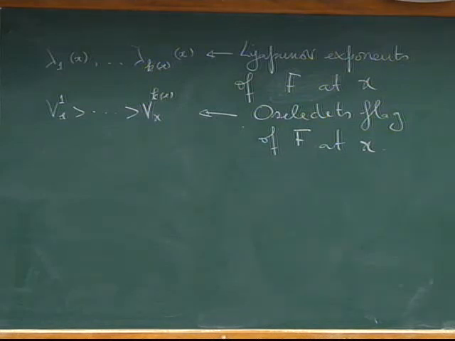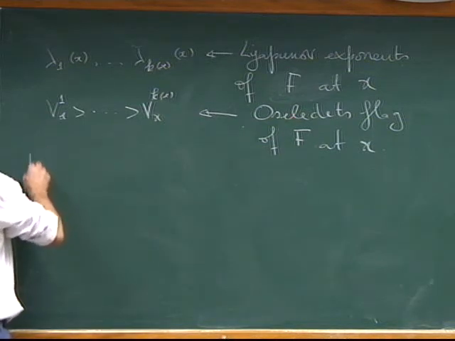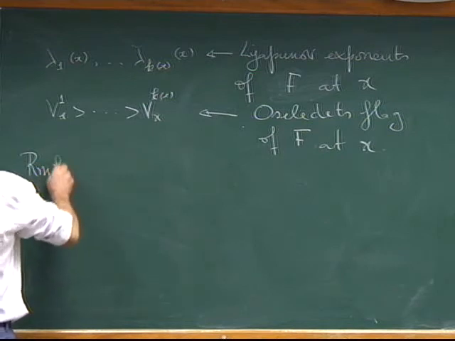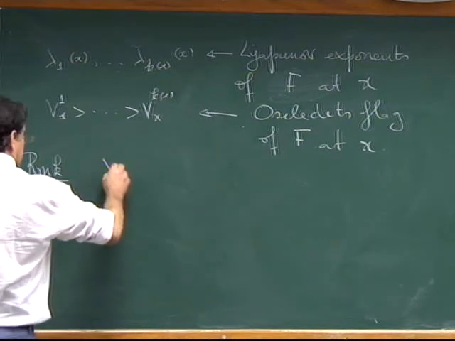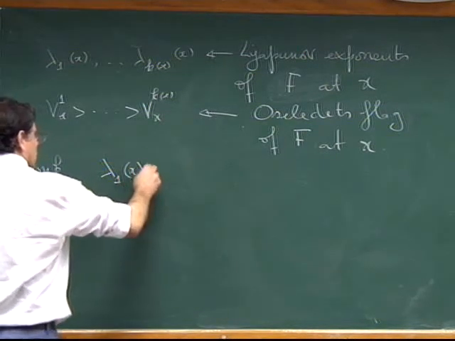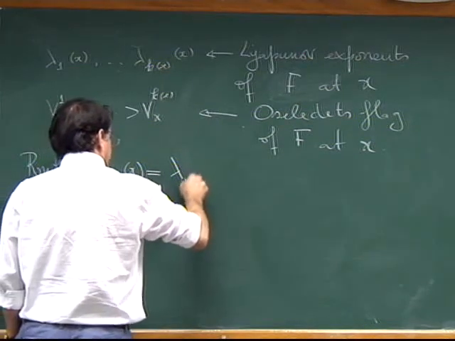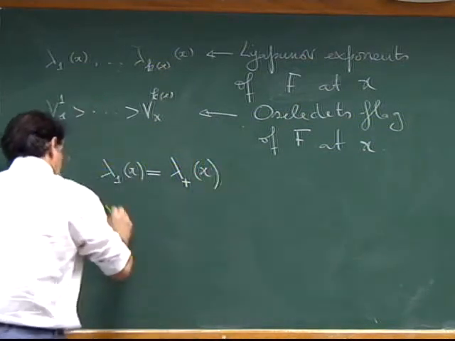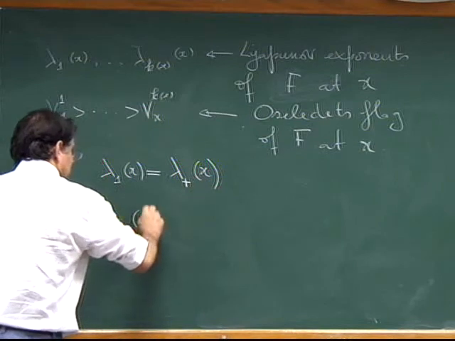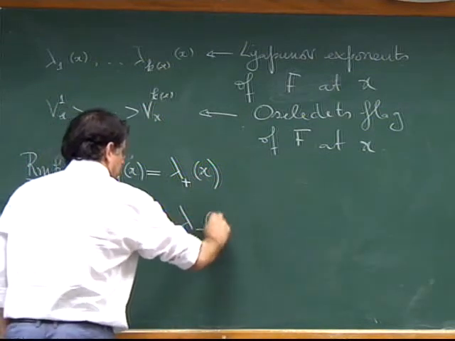Now we already used the expression Lyapunov exponents before with different notation, so I have to say a little bit more to connect the two notions. It is part of the proof that lambda 1 of x coincides with lambda plus of x, and lambda k of x coincides with lambda minus of x.